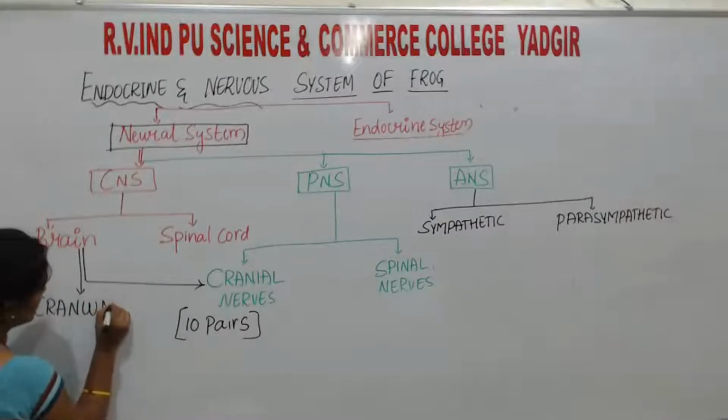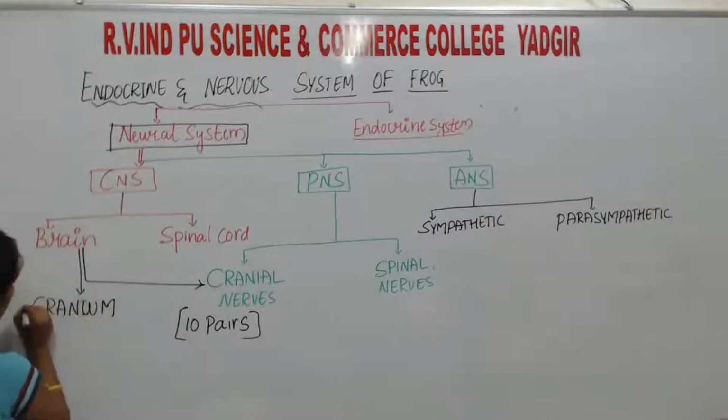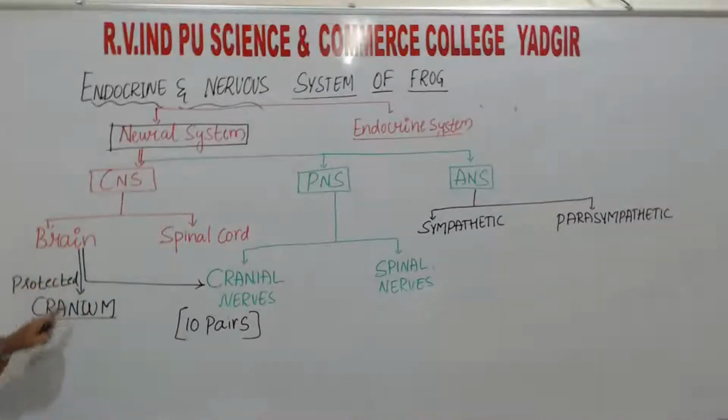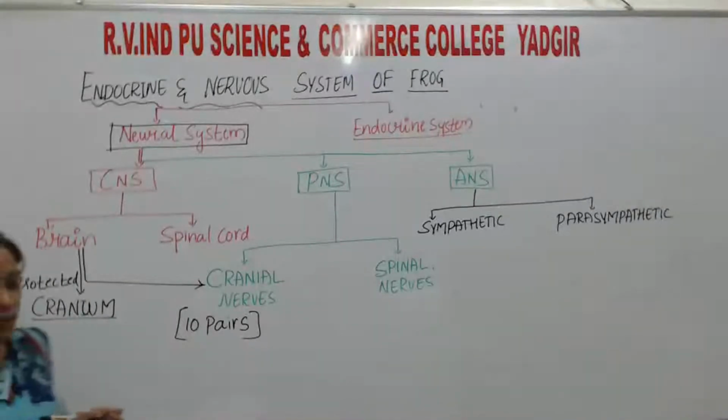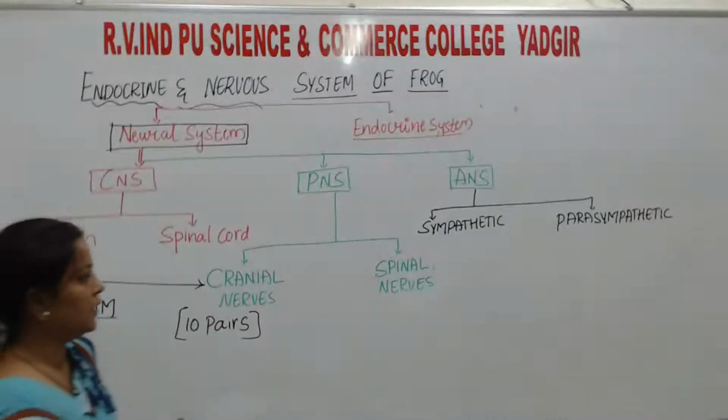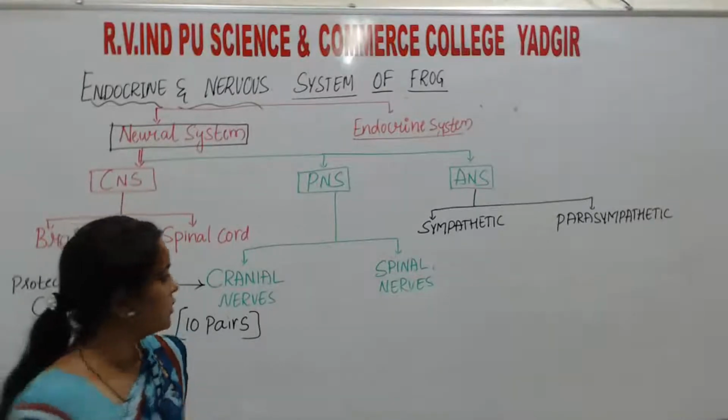The brain is protected by the cranium. Okay, this is for protected. The brain is divided into forebrain, midbrain, and hindbrain.